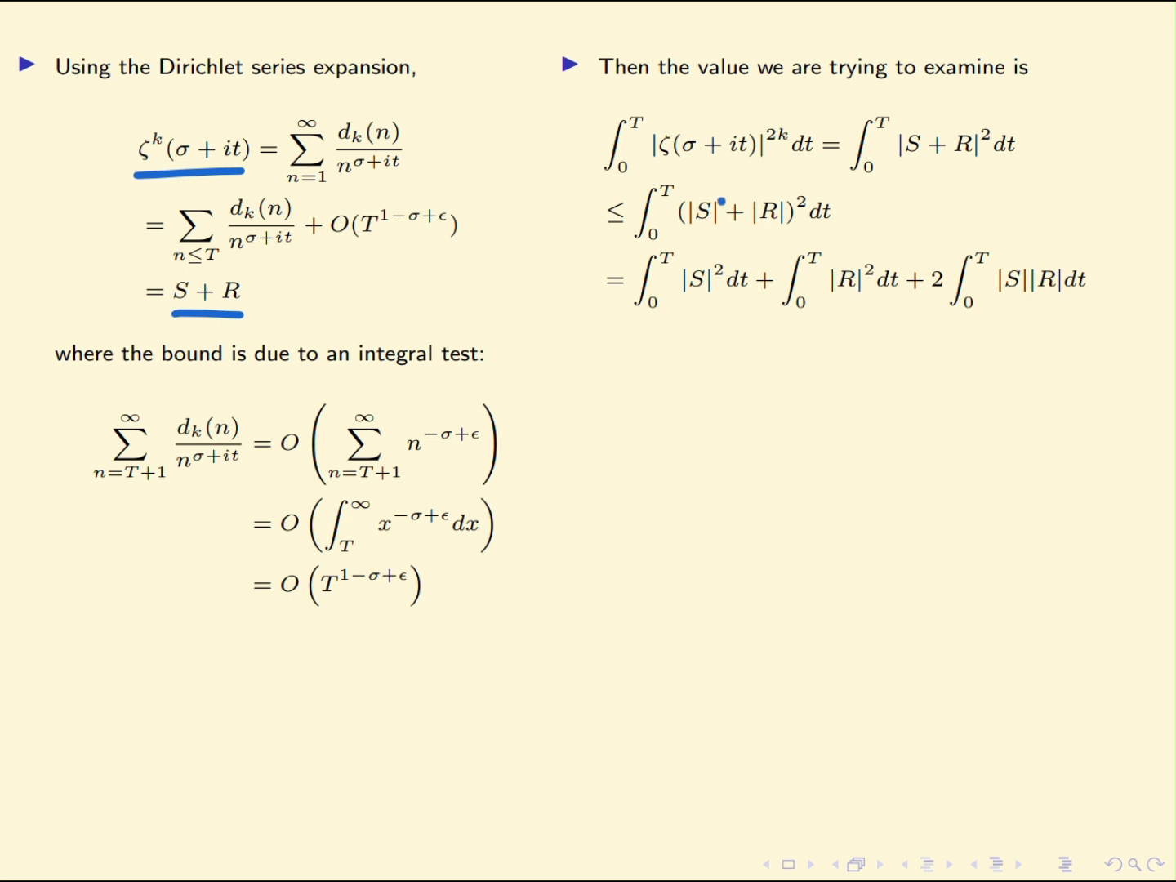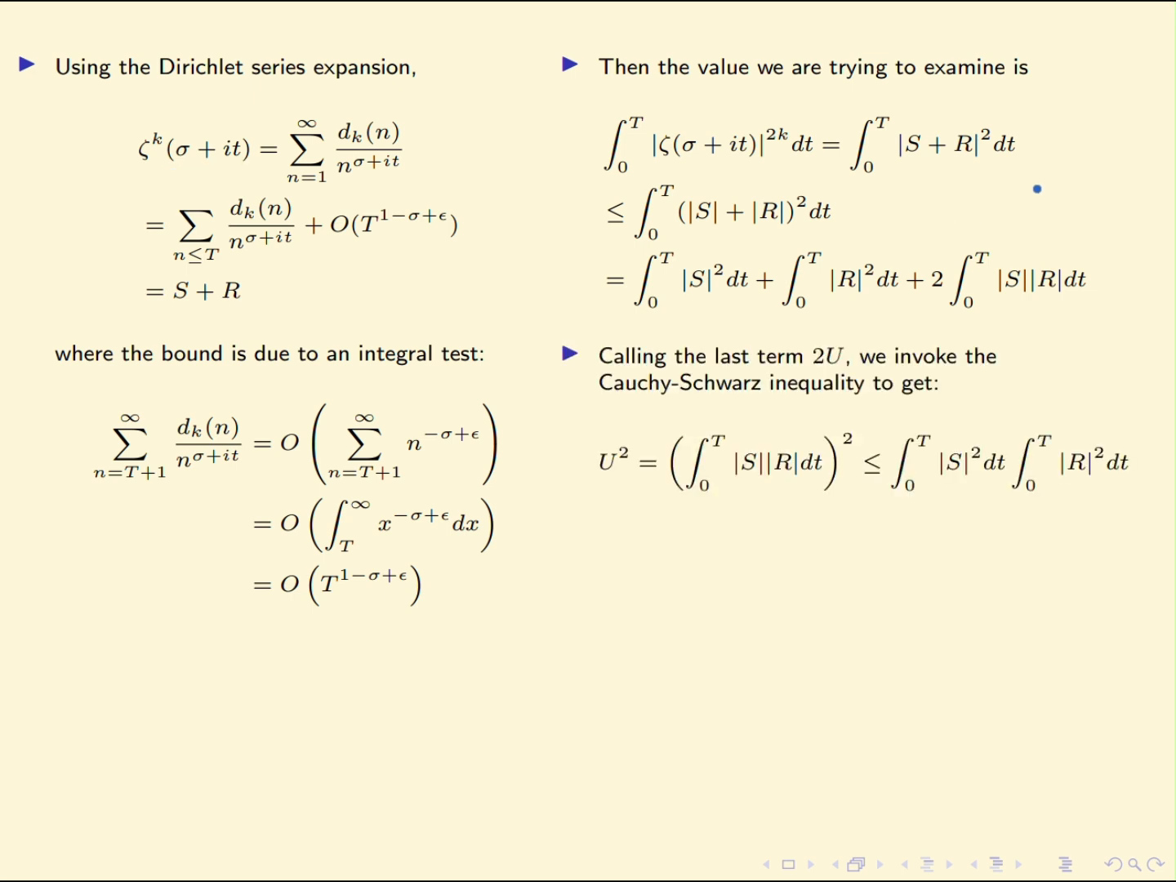And then you can rewrite this thing as a binomial expansion. So s plus r squared. When I'm saying it out loud, I'm sometimes dropping the absolute value sign. So s plus r squared is equal to s squared plus r squared plus 2sr. And remember, integrals are linear, so you can split these things out. I'm going to call this last term 2u, so this integral is u. And then u squared, by definition, is less than or equal to this thing, where I'm splitting out the squares by the integrals themselves.